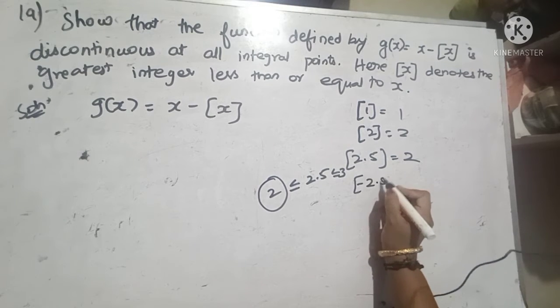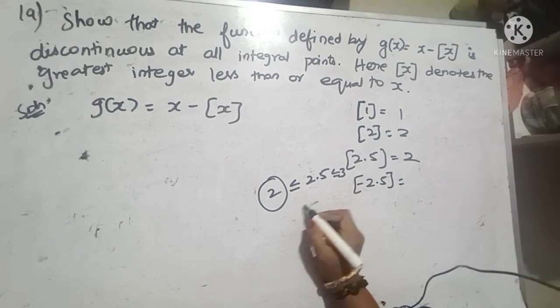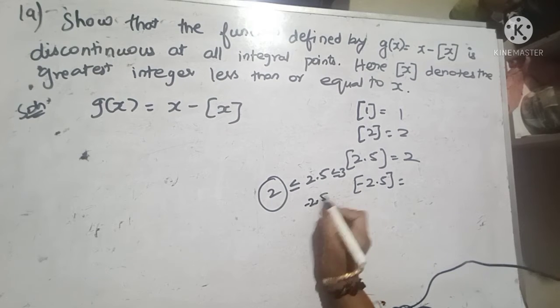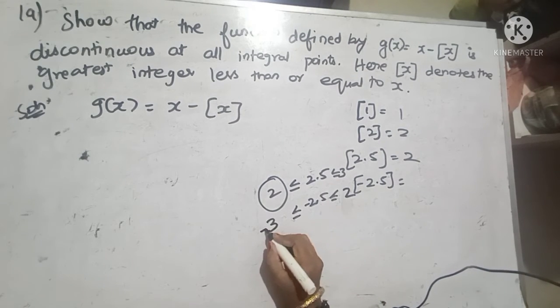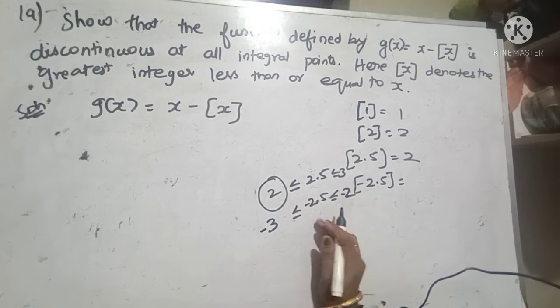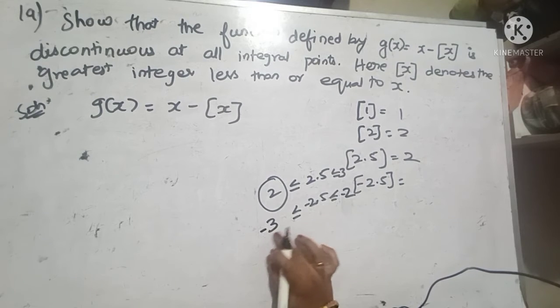Integral part of minus 2.5 is nothing but, if you choose minus 2.5, so this minus 2.5 lies between minus 3 to minus 2, because here in this side we have to write the least number.